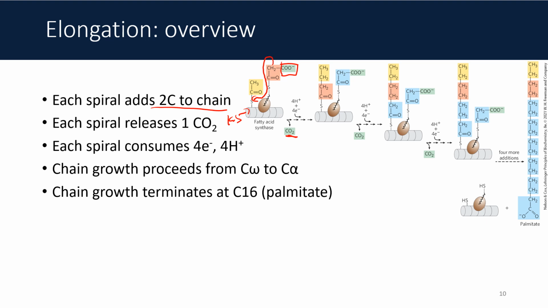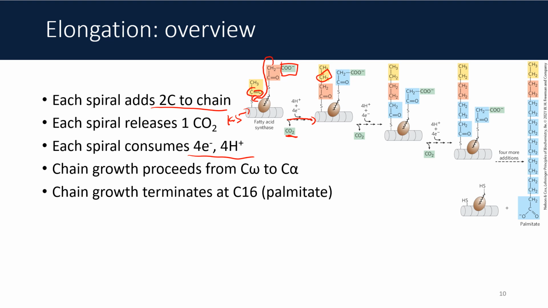Also, take note of what happened to the C double bond O that was in the yellow block. If we move over here, we notice that the C double bond O has now been replaced with CH2. We reduced it. Beta oxidation is highly oxidative. The fatty acid synthesis machinery is highly reductive. Each spiral is going to consume 4 electrons and 4 protons because we need to get rid of all of these C double bond O's present.